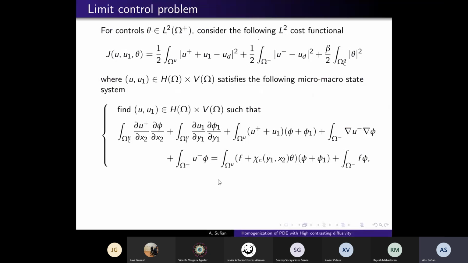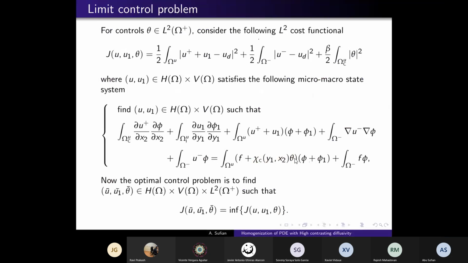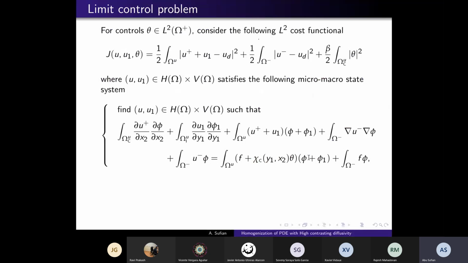So if you see, the left part is exactly the limit variational form we got in the beginning, but in the right hand side we're going to have F plus chi C (y1, x2) theta times phi plus phi1, plus integral over omega minus F phi. So this is the extra term that comes from the control, but the thing is that this theta is independent of y1. That makes the separation of scales, and all these things, a little bit easier.